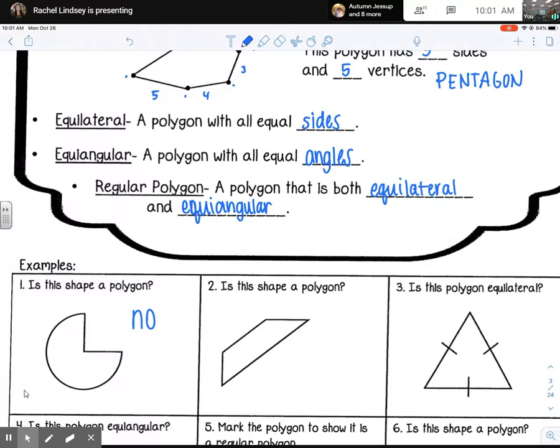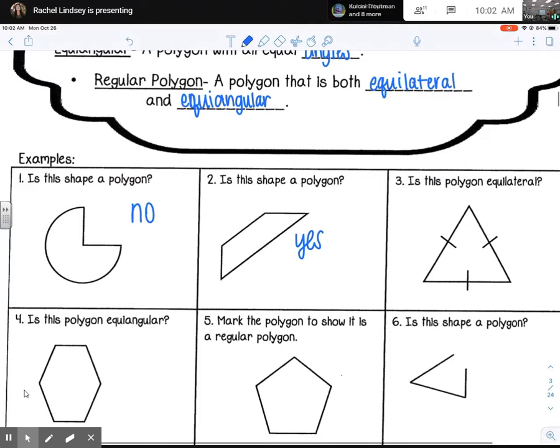Okay, on number 2, is that a polygon? Yes. How many sides does it have? 4. So what kind of polygon is that? Quadrilateral. It can be a quadrilateral because it has 4 sides. Okay, number 3, is that polygon equilateral? Yes, and it is. We know it's equilateral because all the sides are marked as equal.